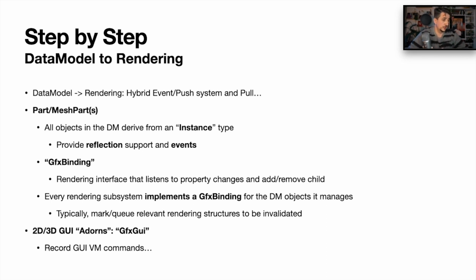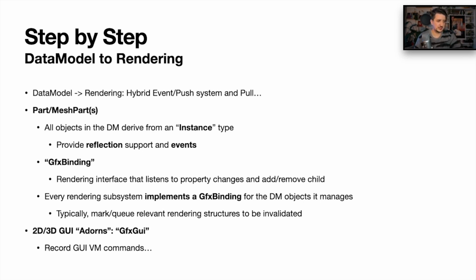We are mostly an event push system. So we have parts and mesh parts, as I was mentioning in the data model. They derive from a common instance type, and this instance type provides support for reflection and events, and hooking to listening to events. Then we have this interface called GfxBinding, which is the common interface that attaches to instances and listens to property changes that are relevant to rendering, and to add and remove child, so when new parts and mesh parts appear or disappear from the scene.